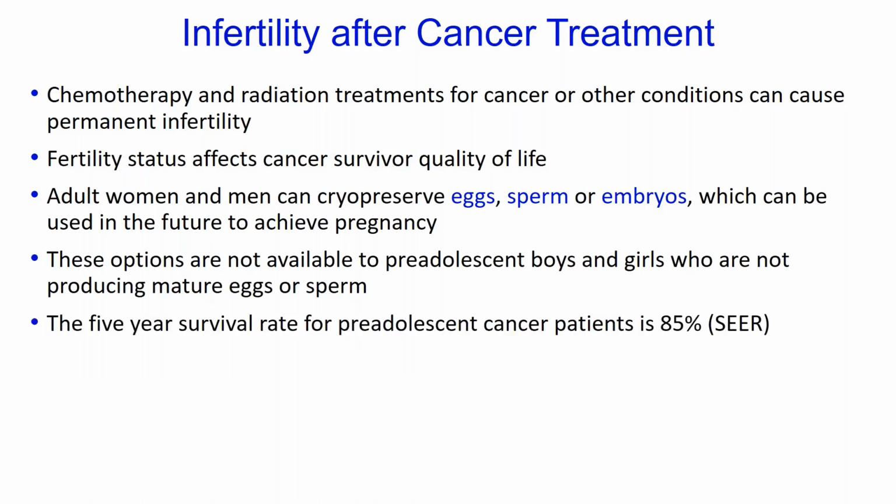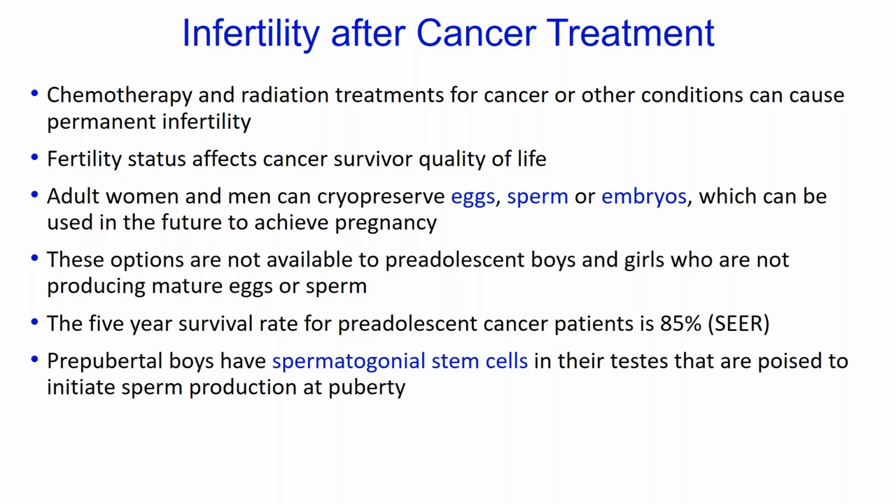And this is an important human health problem because the 5-year survival rate for kids with cancer has now surpassed 85%, and that's due to the rapidly improving therapies for childhood cancers. And so what that means is that we as a medical community are producing a lot of survivors who still have their entire reproductive life in front of them.